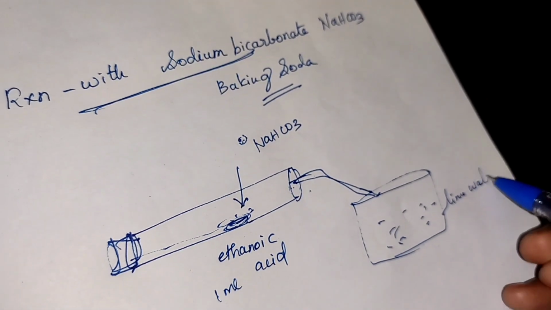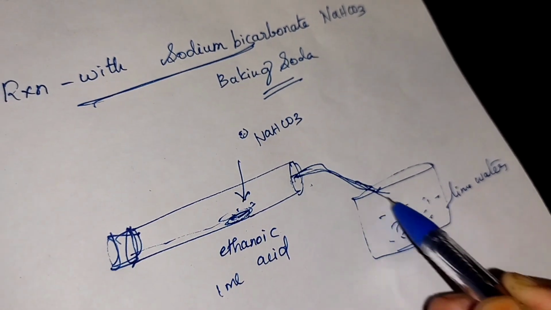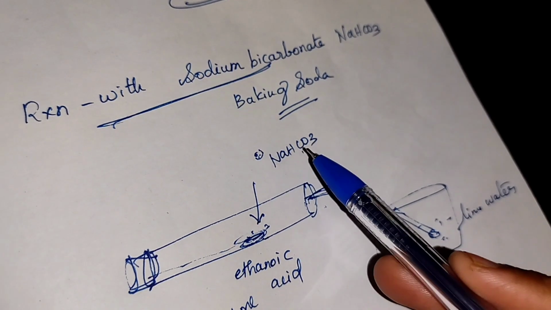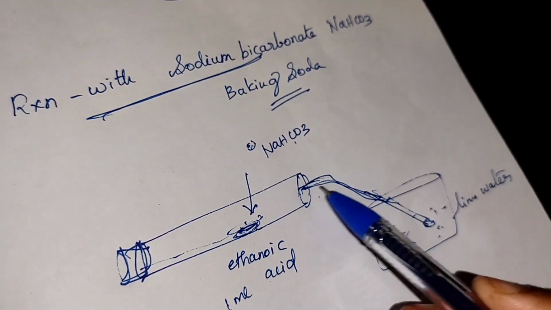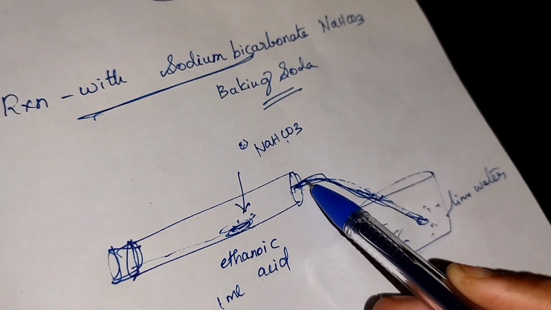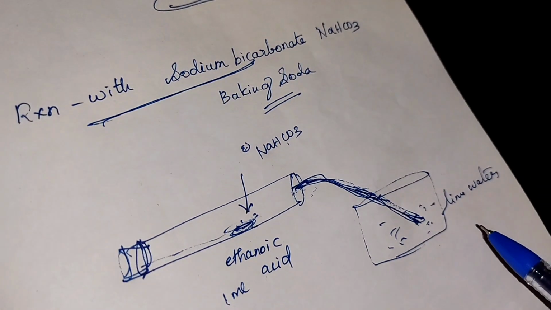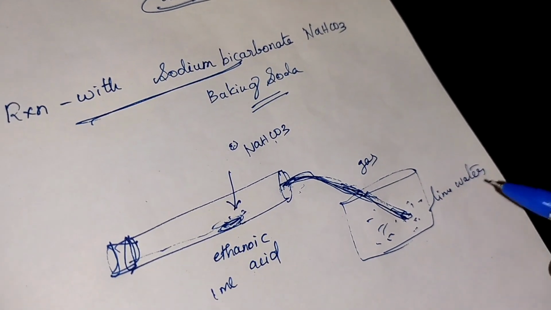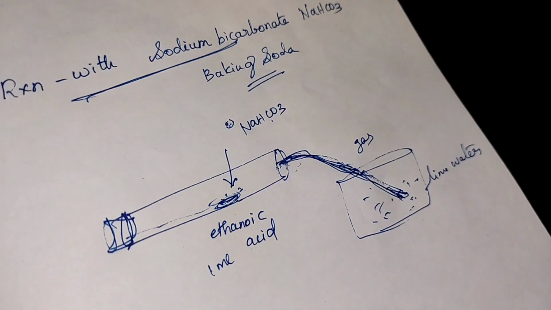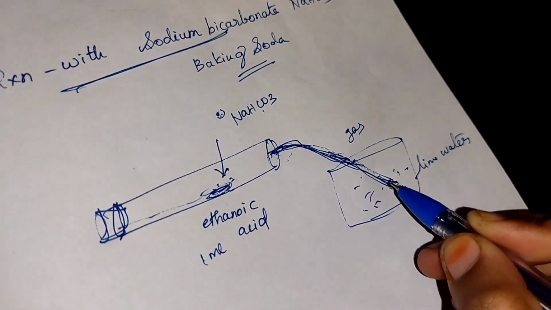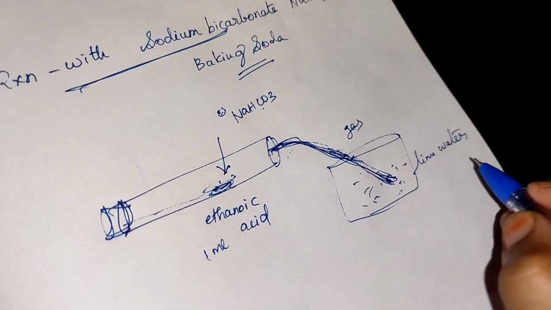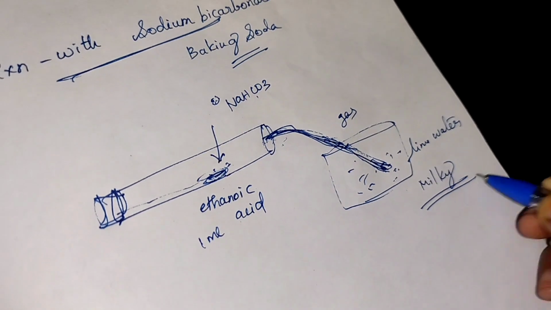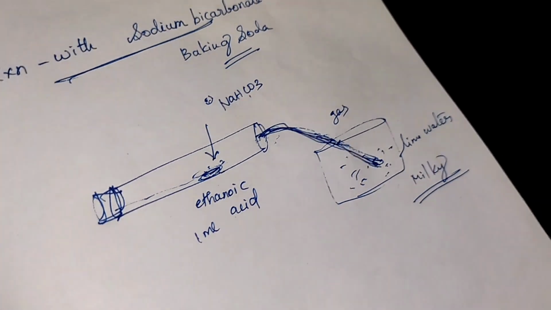This lime water should be freshly prepared, and this delivery tube is dipped into the lime water. Why I dipped it: after mixing the sodium bicarbonate with ethanoic acid, one gas will be produced here. Carbon dioxide gas will be produced. I am just passing that gas into this freshly prepared lime water. Let me check what will happen. When this gas is passed through this lime water, that gas will make the lime water milky. The pure lime water will change into a milky formation.